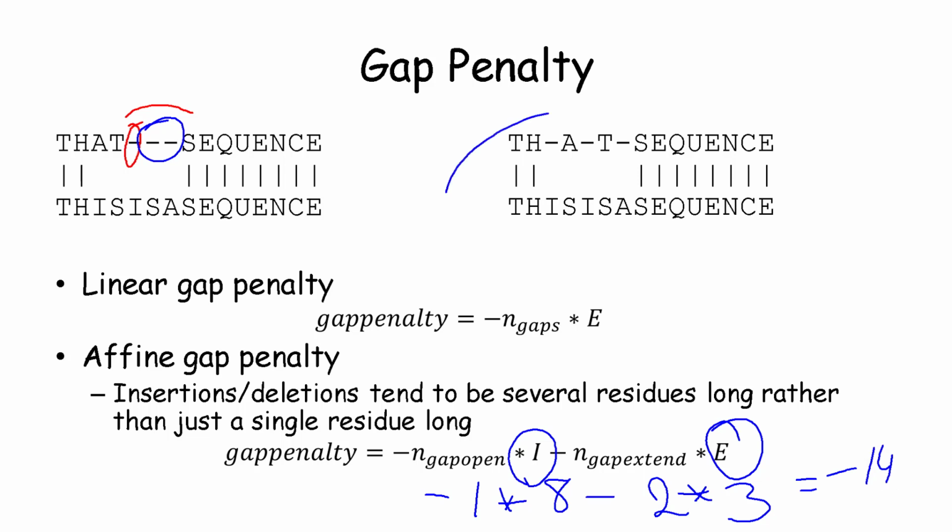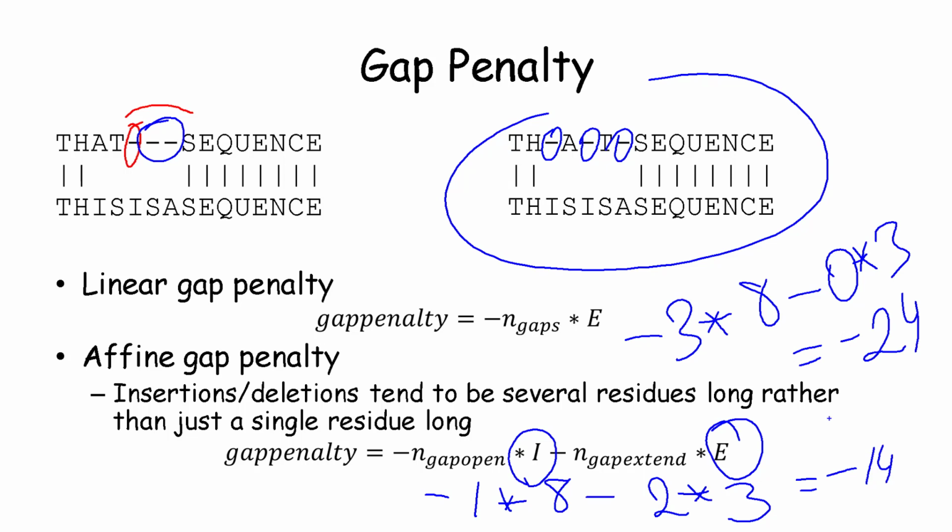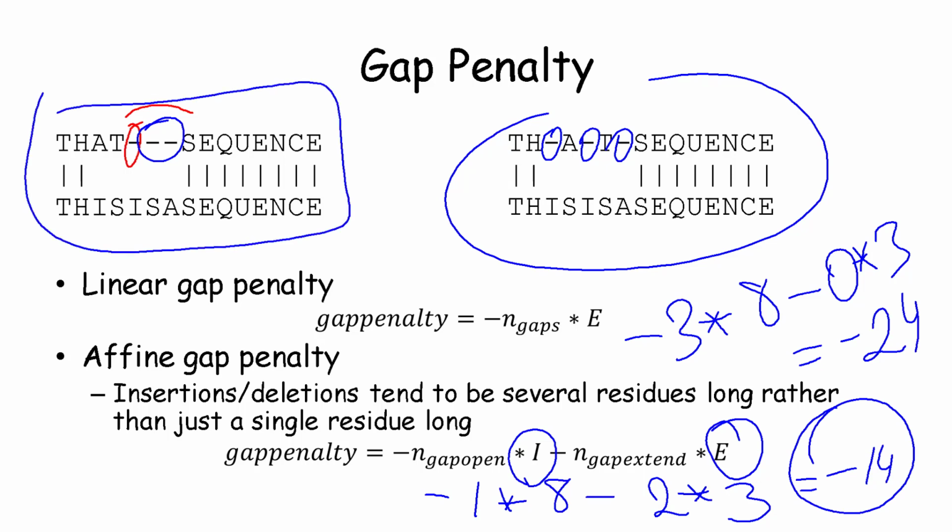In the second alignment, there are 3 gap segments, each of them composed of a single gap opening. So for the second alignment, the gap penalty is -3 times gap opening penalty, which is 8, minus 0 times gap extension penalty 3, which results in -24. The first alignment, because it has fewer gap openings, has a smaller gap penalty, and the overall alignment score will be higher.